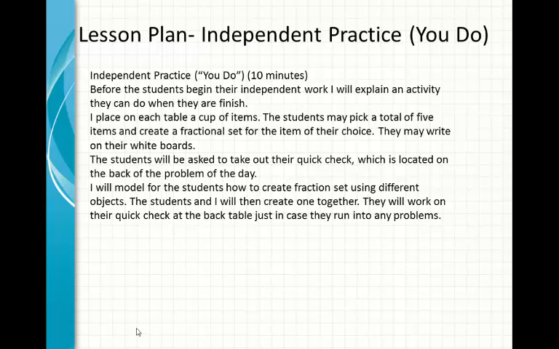The students will be asked to take out their quick check, which is located on the back of the problem of the day. I will model for the students how to create fraction sets using different objects. The students and I will then create one together. They will work on their quick check at the back table just in case they run into any problems.